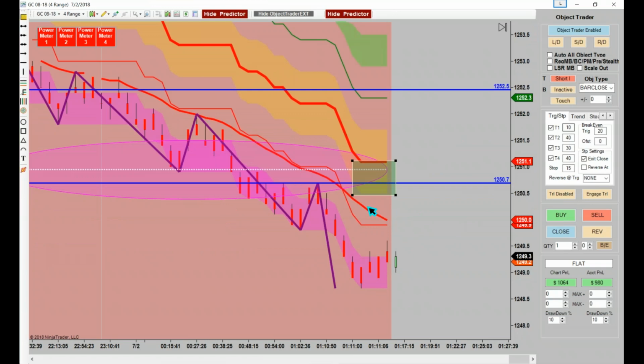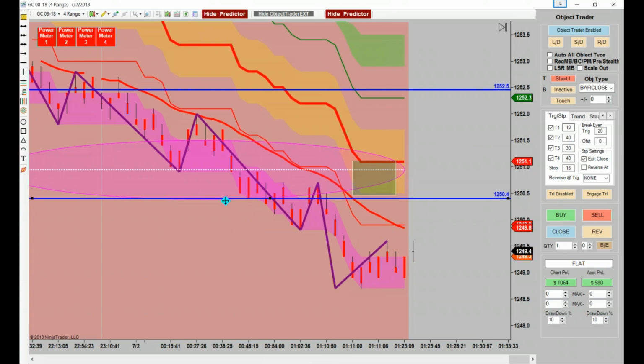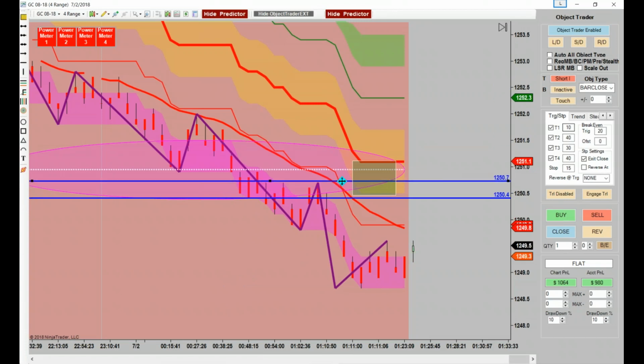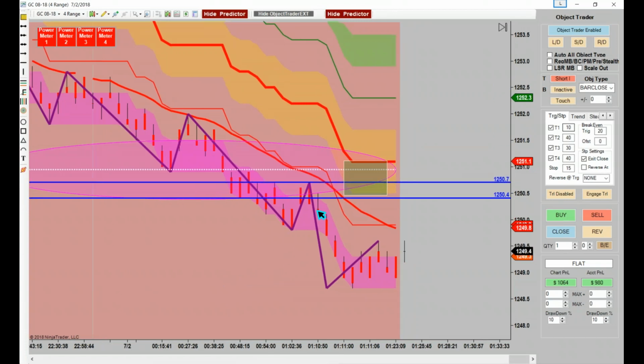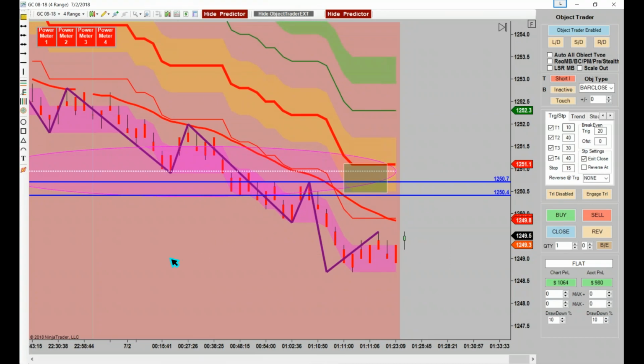Stealth is still intact. See it right there? Stealth is still intact. See if we can get one. Maybe not. There's stealth. Watch for a predictor. It knows where to draw those predictors. More than likely, it's going to draw it right there, just like that, or right here. It's better at predicting where it's at than I can, but I can draw on charts pretty darn good. Let's see if we can get a trade.